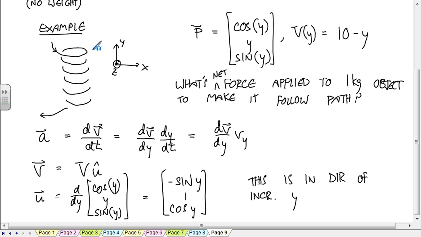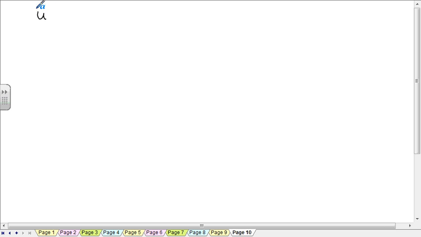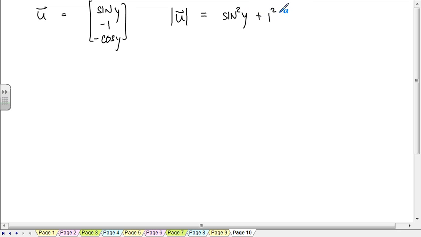Since the path of our object is in the direction of the decreasing value of y, right, since it's going down, a vector that's in the direction of our particle's path is actually positive sine, negative 1, negative cosine. Okay? And now we need to come up with a unit vector in this direction. So the magnitude of this vector is the square root of sine squared y plus 1 squared plus cosine squared.